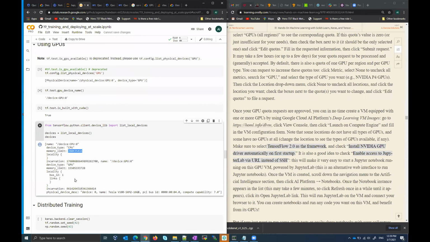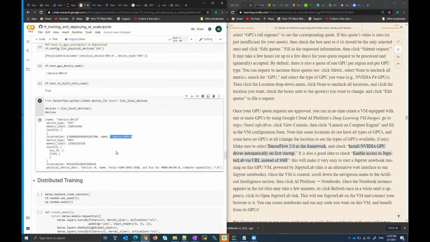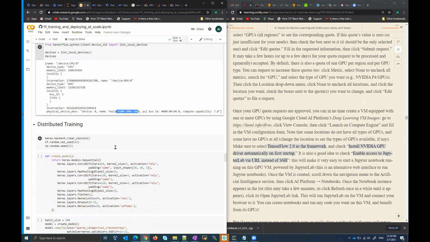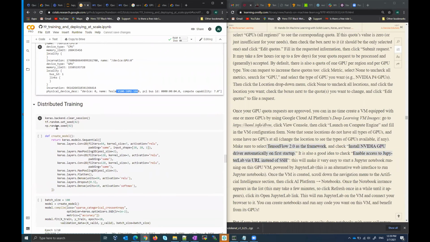And we'll see the memory, the device number and the model. So that's a lot of information. And then this, I was not able to test yet. Let's run this.